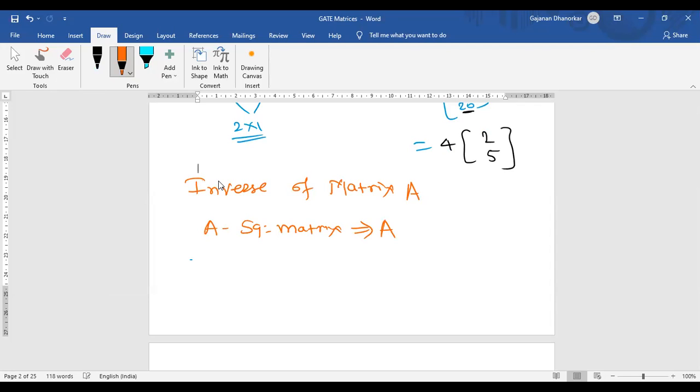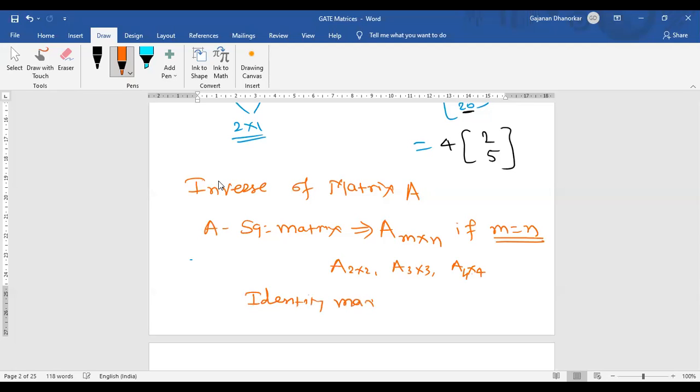When is a matrix a square matrix? I will take this matrix as M by N. This is a square matrix if M equals N. When this condition is satisfied, A is a matrix of order 2 by 2, 3 by 3, 4 by 4, and so on. All these are square matrices.